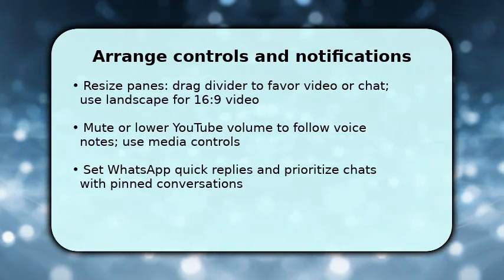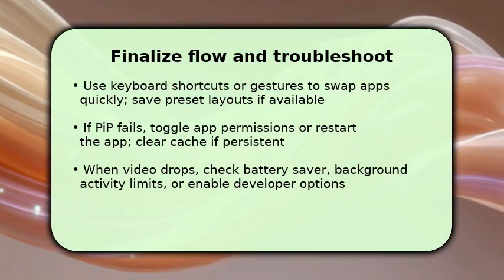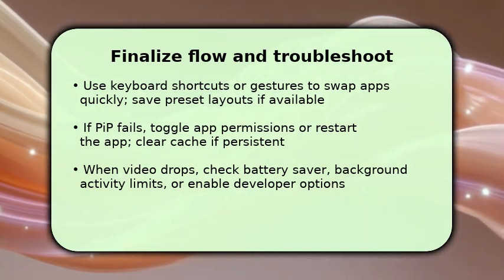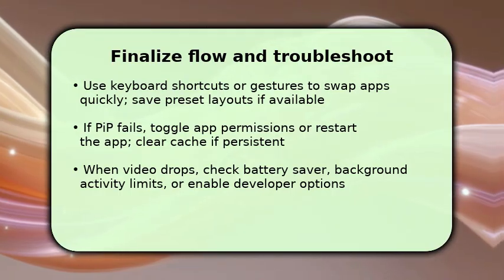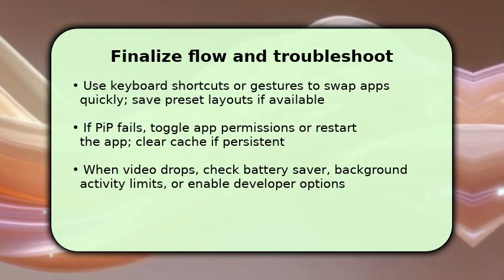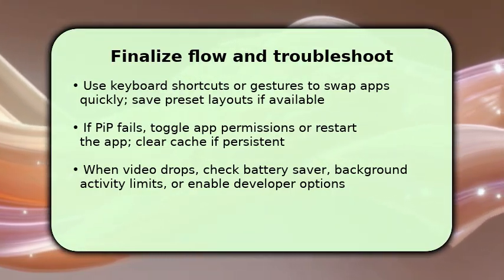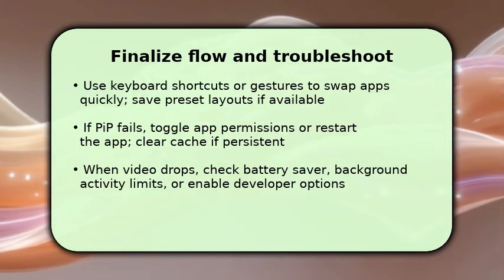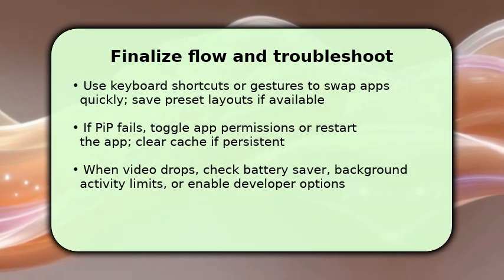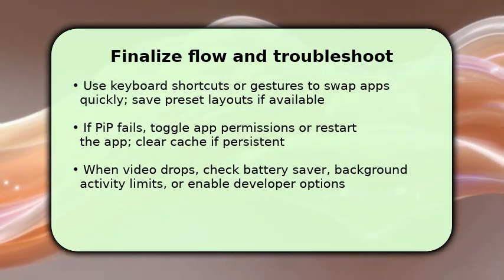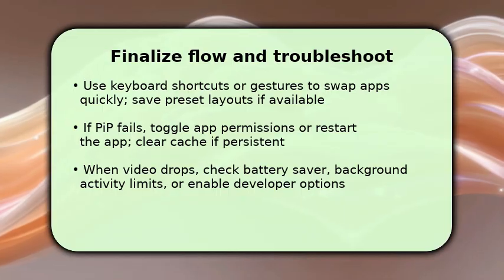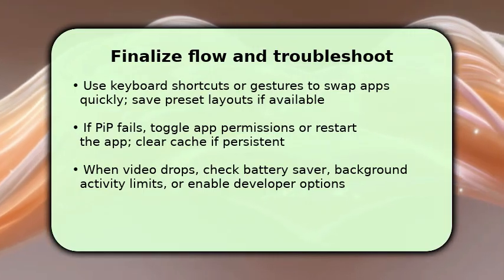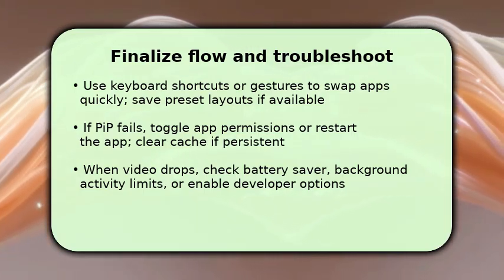Finish by streamlining your workflow. Set gestures or shortcuts to switch focus quickly and save layout presets when possible. If picture-in-picture or split view stops working, first toggle app permissions for overlay and background playback, then restart the app. Once done, clear the cache or reboot if problems persist. Make sure battery saver or aggressive background limits aren't killing playback. Disabling those often resolves interruptions. This gets you a reliable, repeatable way to use YouTube and WhatsApp together.